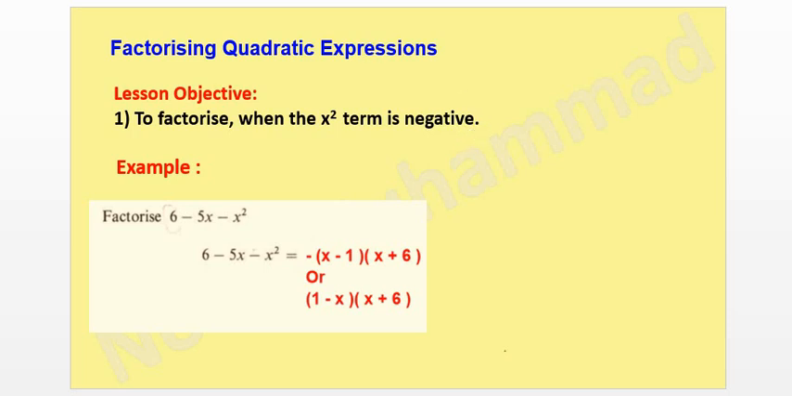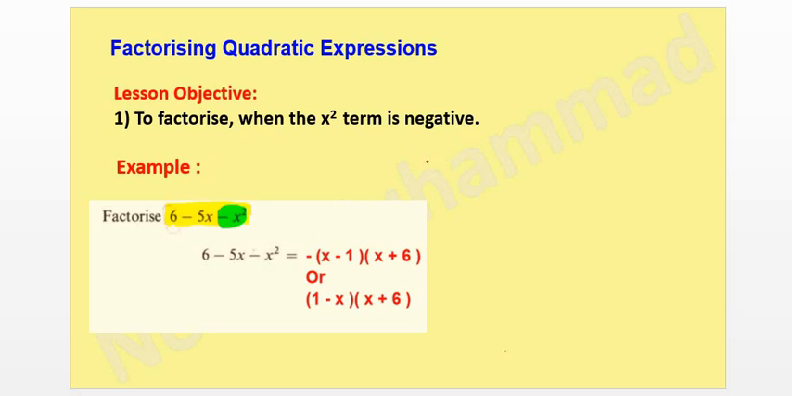As you know, in this chapter we are learning how to factorize, and especially how to factorize quadratic expressions. Now in this exercise we are going to have quadratic expressions of this type in which the x squared term will be negative. So what we have to do in the first step is make this x squared term positive. Now how can you make it positive?